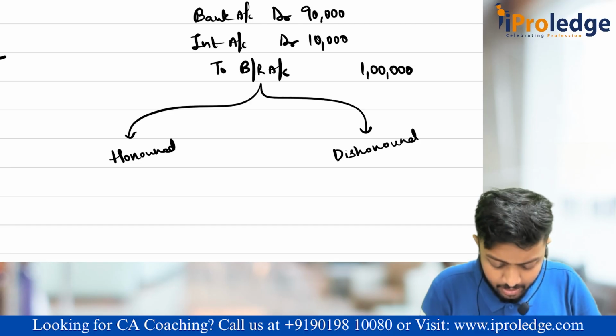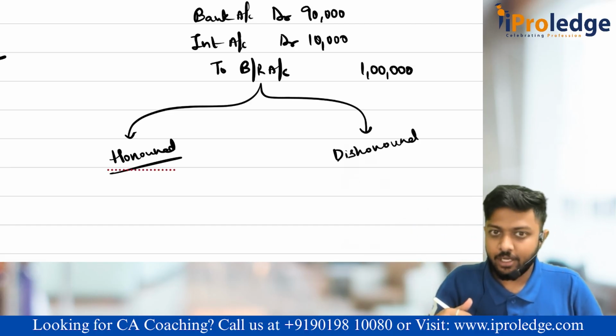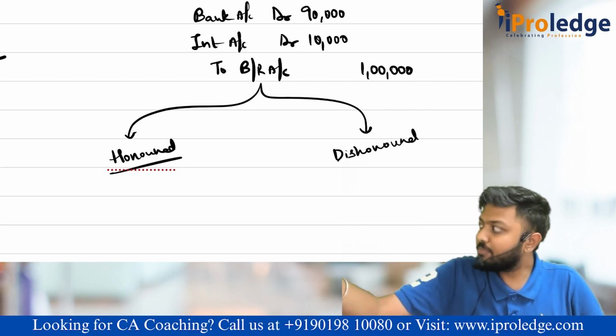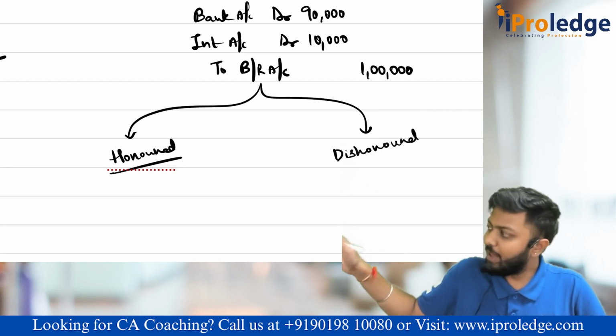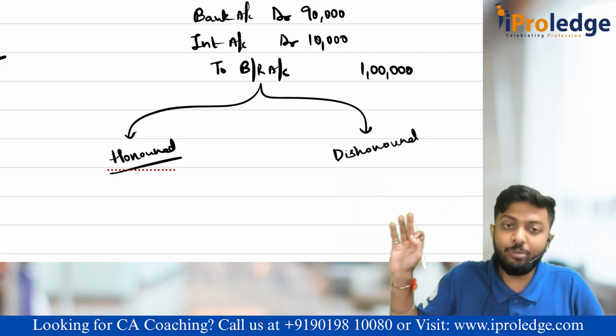Guys, I have got the bill discounted. Now my drawee is supposed to pay me. No, I got the money. My drawee is supposed to pay the bank. If he pays the bank, the bill is said to be honored. If he does not pay the bank, the bill is said to be dishonored.